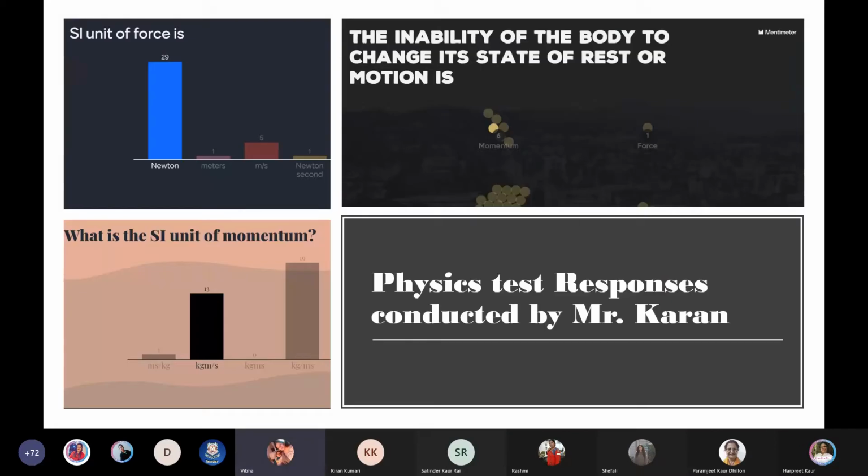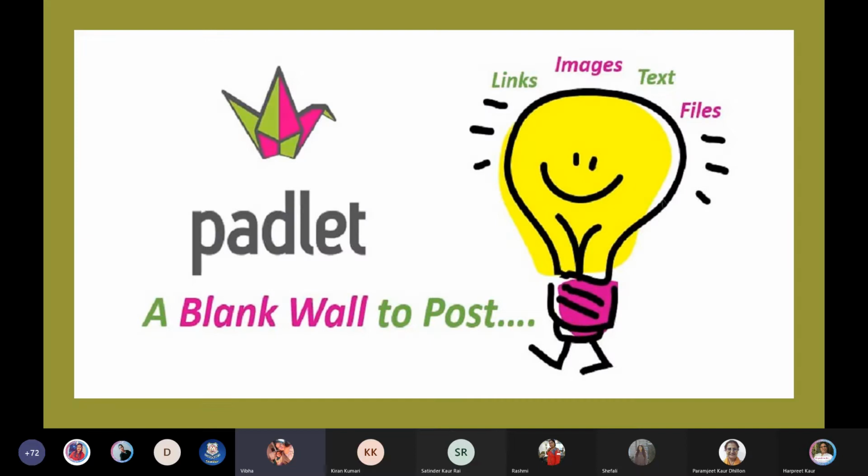This Mentimeter was used by the physics department in class 9th. Karan sir took the lead for using this Mentimeter in class 9th. He took some revision tests with the help of this tool, and it was really interesting. At the end of the test, the students were so excited and said, sir, it was a very good tool and we have enjoyed giving our responses with the help of this tool.